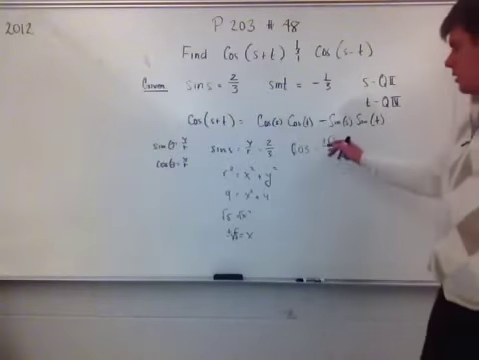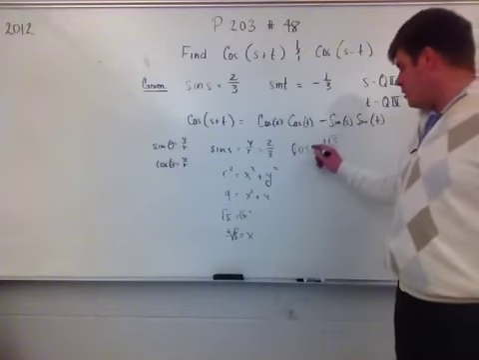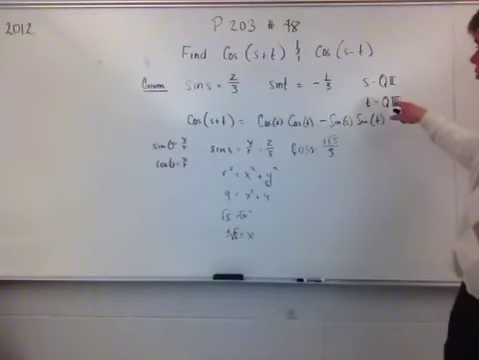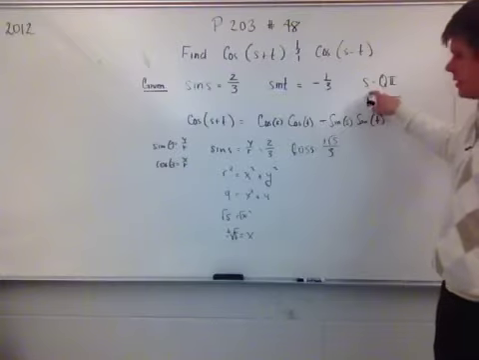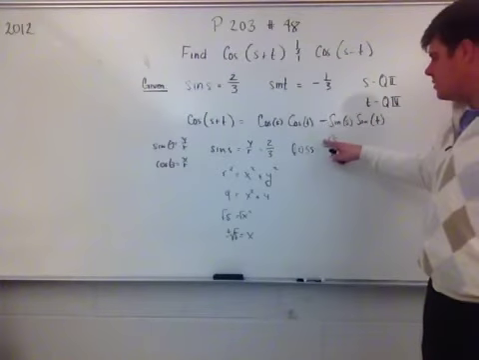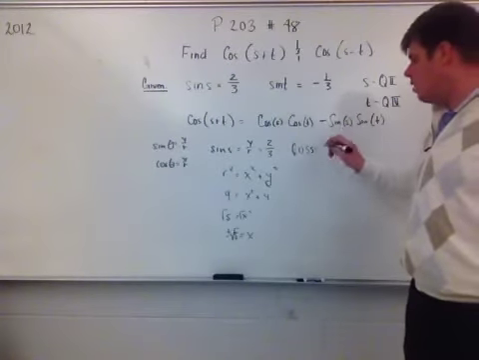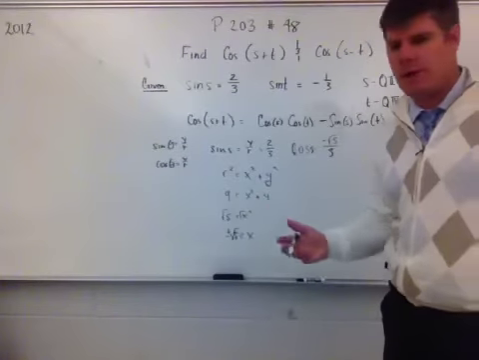So now the question is, what quadrant am I in? The angle s is in quadrant 2, so it has to be strictly negative, because cosine in quadrant 2 is negative. It is not positive.